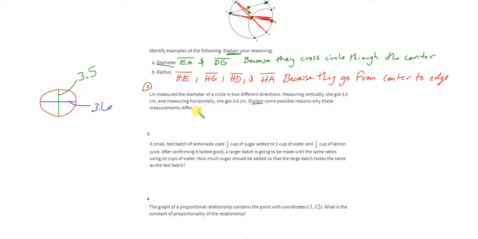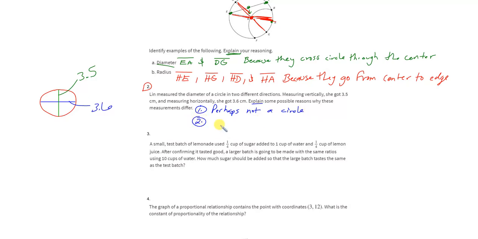Well, one thing that I could think of is that this is not a circle. Perhaps not a circle, because all circles should have the same diameter all the way around. So that could be one thing. Maybe it's not a circle.